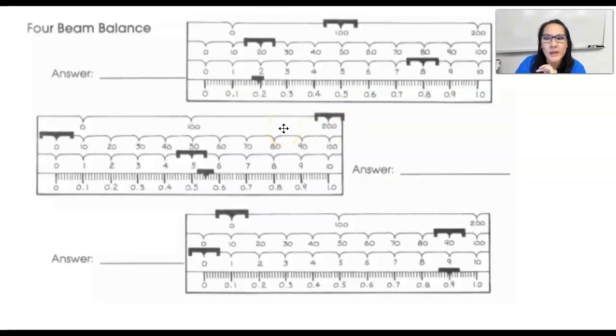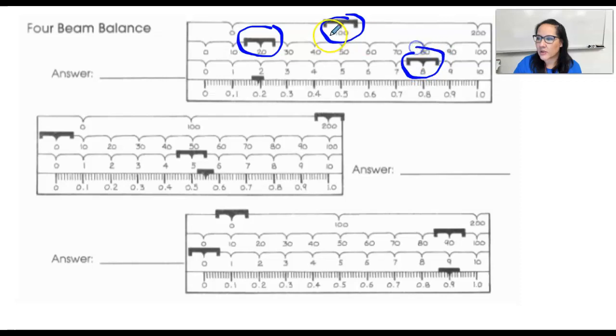Now let's look at how to read a quadruple beam balance. So you're going to have to do a bit of adding, and first I'm going to notice here is 100. Here it's at the 20. And here it's at the 8. So that's 100 plus 20 plus 8 equals 128 point. Down here it goes 0, 0.1, 0.2, 0.3. So I know it's between the 0.1 and the 0.2, so we'll say 0.1. It's past the 0.1 but not past the 0.2.